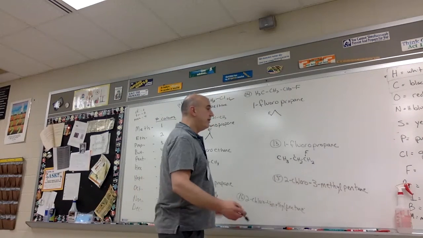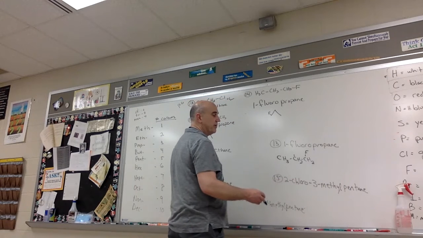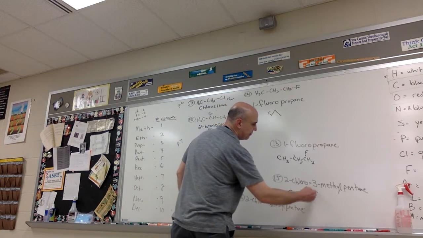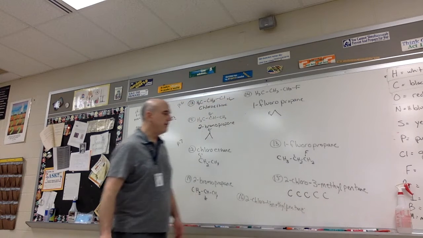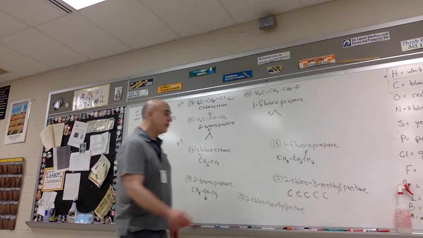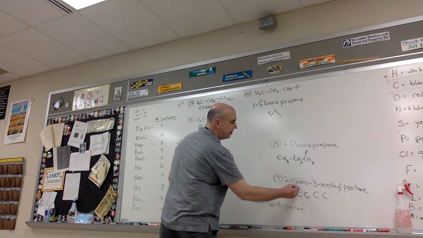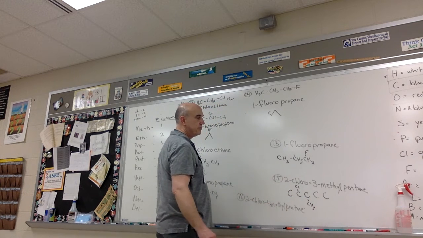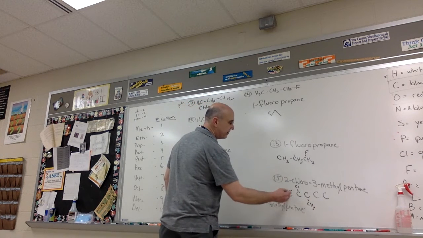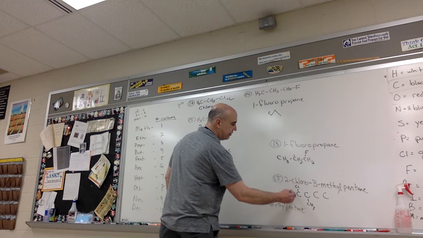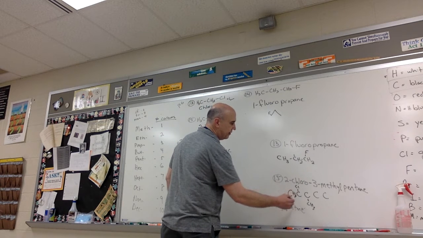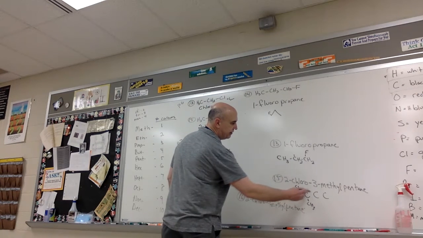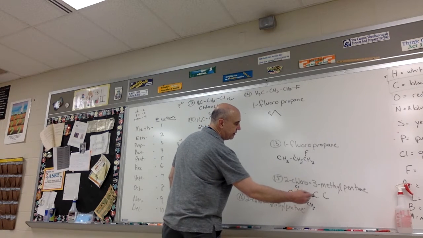So here we have 2-chloro-3-methylpentane. So again, it's a 5-carbon chain. So we can put our 5 carbons out. There's a chlorine off the 2nd carbon and a methyl group off the 3rd carbon. And you just put your hydrogens in. So this one still needs 3. This one has 3 bonds, so it's 1. This one has 3 bonds, so it's 1.